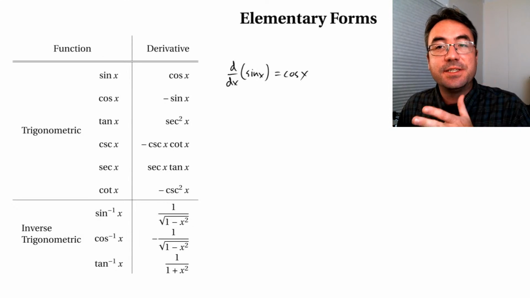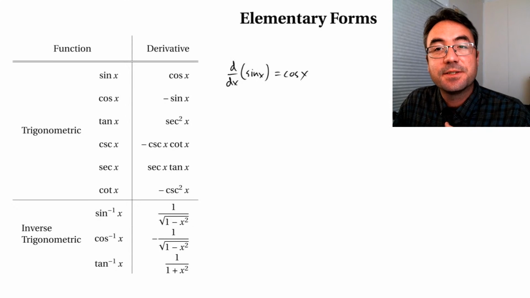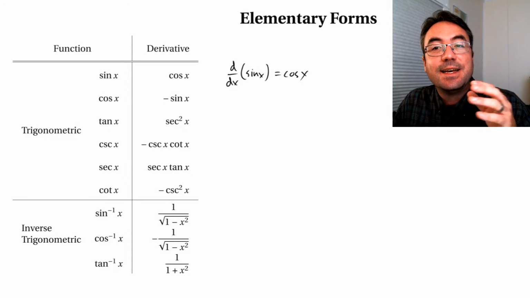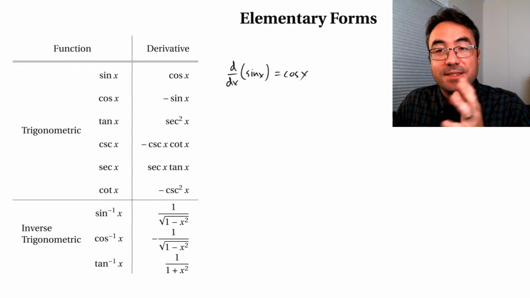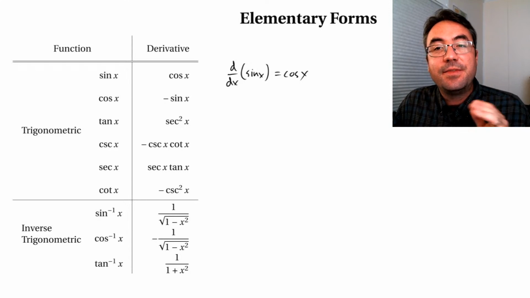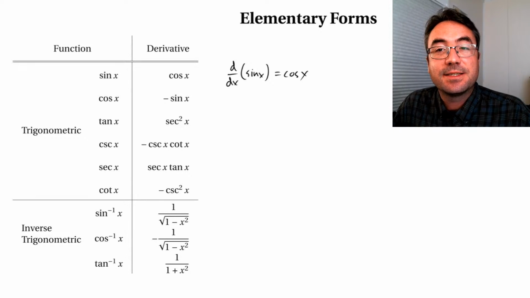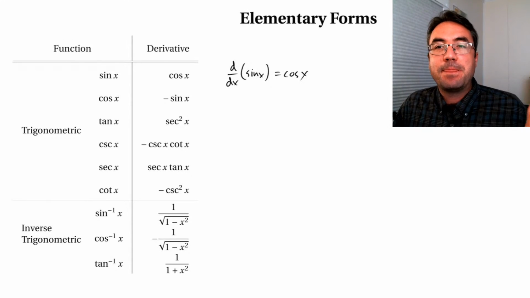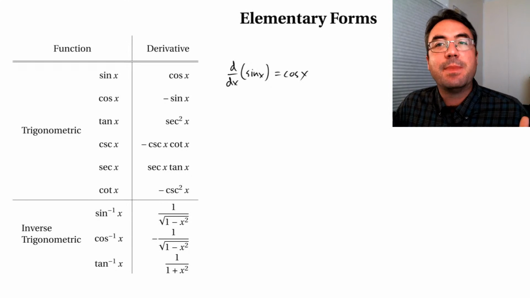Derivative of tangent is equal to secant squared x. Derivative of cosecant x is equal to negative cosecant x times cotangent x. Derivative of secant x is secant times tan. And then the derivative of cotangent x is equal to negative cosecant squared x. So there's 6 trig functions. It's better just to have these memorized.